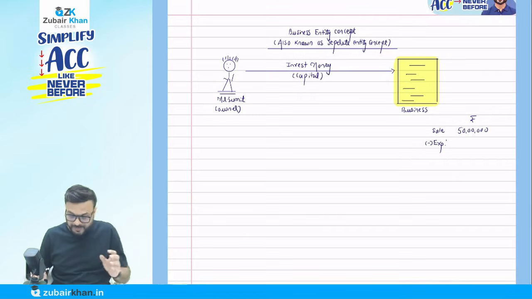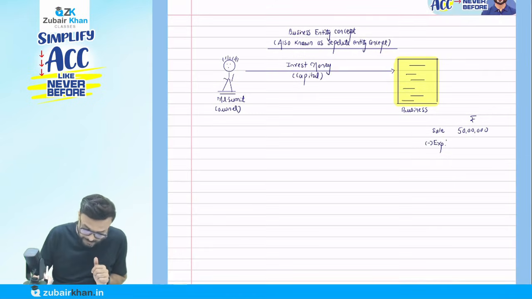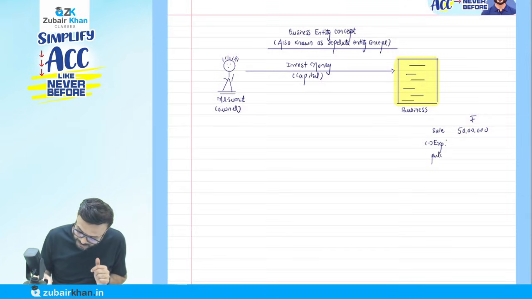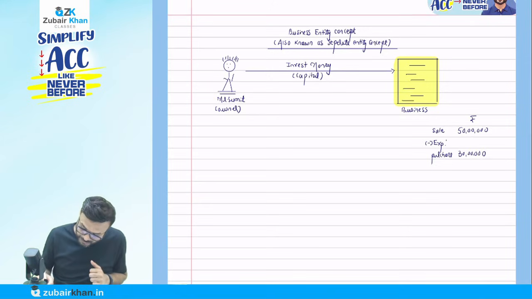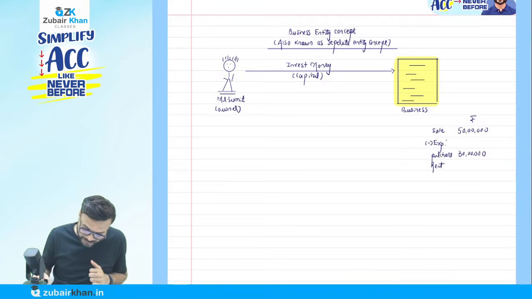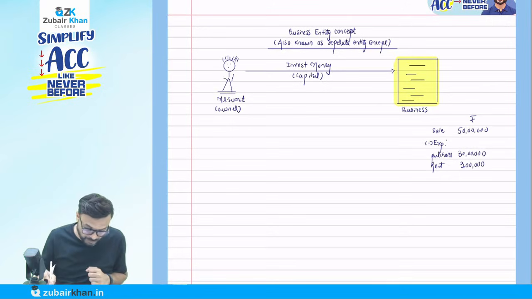So they have certain expenses here. Now listen carefully. Suppose they have made certain purchases. They purchased some goods worth 30 lakh rupees. What other expenses might they have? For example, they are paying rent. Let's say the amount is 3 lakh rupees.